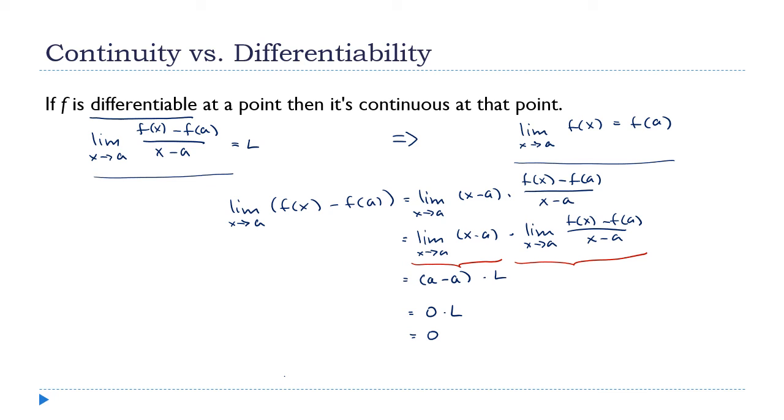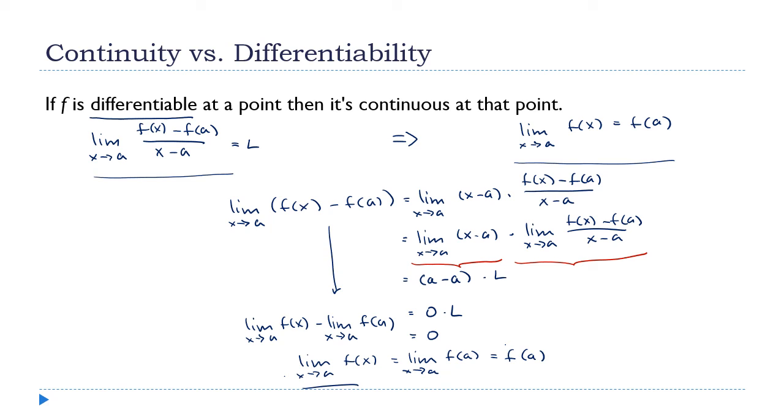Now, go back to the left-hand side and apply our limit rule here. I'm going to split this up. This is the limit as x approaches a of f of x minus the limit as x approaches a of f of a. Move the f of a part to the other side. The limit as x approaches a of f of x equals the limit as x approaches a of f of a. But f of a, that's just a number. It's a function value, right? So this is equal to f of a, and that is what I needed to show. So you see here, differentiability implies continuity. A differentiable function is automatically a continuous function.